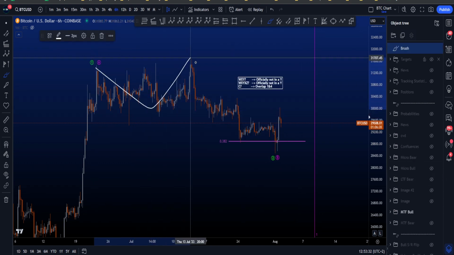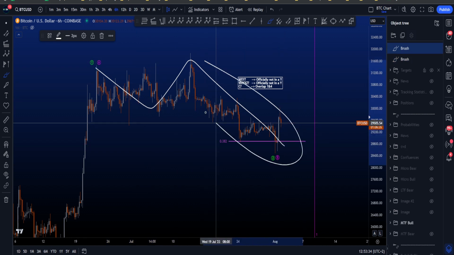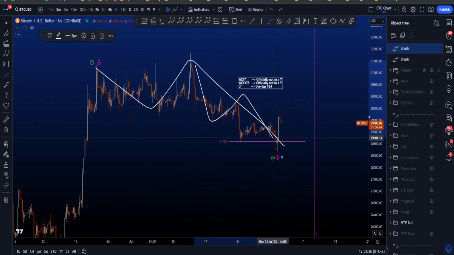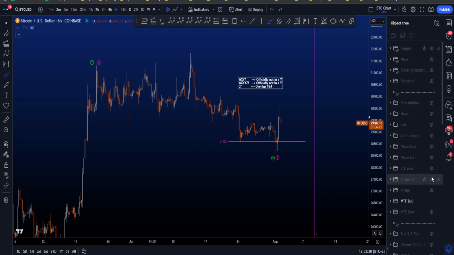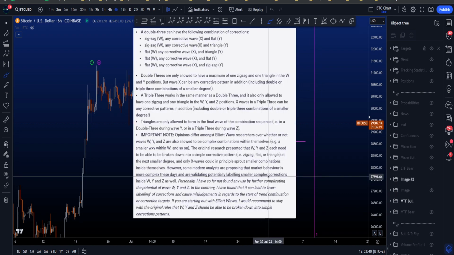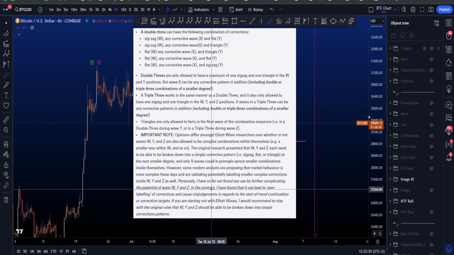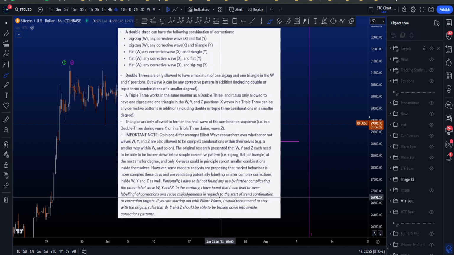So if this is a WXY, is it allowed to have a WXY inside a wave Y to the downside, because we live in different times compared to the book that was made a long time ago. Now the author over here is writing that personally I have so far not found any use by further complicating the potential of wave W, Y, and Z. On the contrary, I have found that it leads to overcounting corrections, misjudgment, all that stuff.